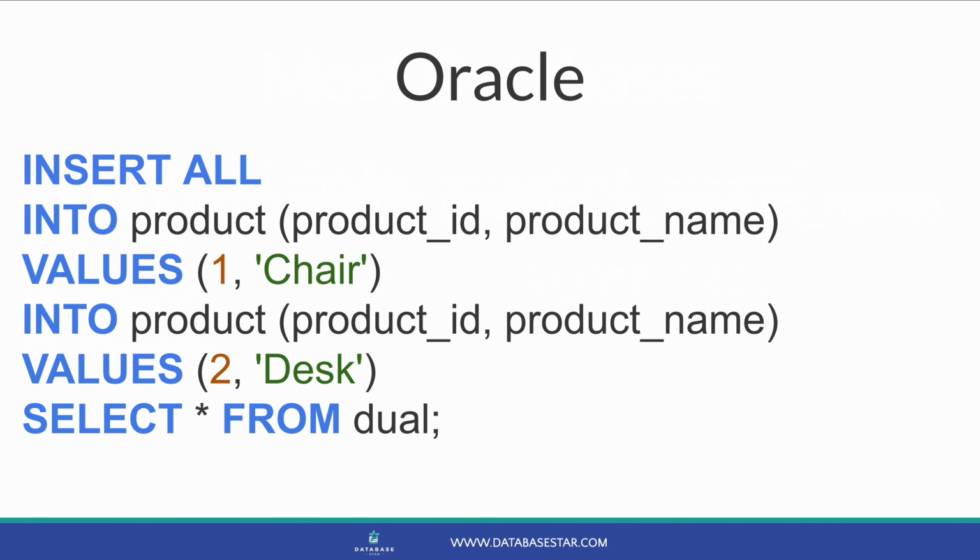To insert multiple rows in Oracle, we need to use a different method. We need to start with INSERT ALL, then we specify INTO, the table name, and specify the columns and values. For the second row, we specify the INTO table name again, and then the columns and values. We finish with the line SELECT * FROM DUAL, as the INSERT ALL keyword needs a select statement. Once again, I'll have a separate video on how to do this.